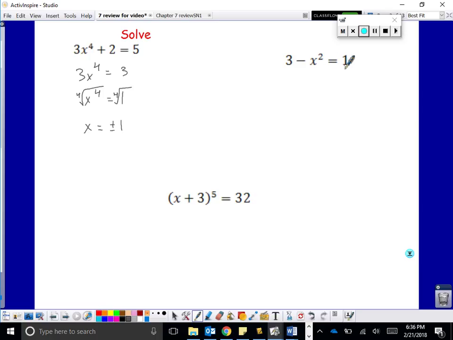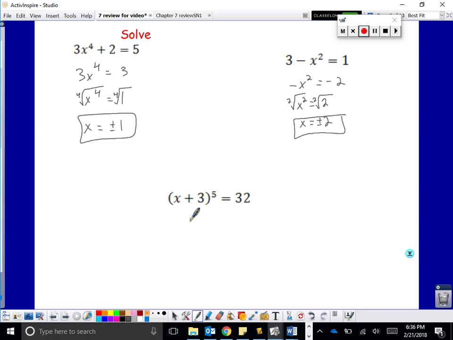Moving over to 3 minus x squared equals 1, we're going to move the 3 over, so I've got negative x squared is going to be equal to negative 2. Let's divide both sides by negative 1, so x squared is equal to 2. This is going to give me x is equal to, again I'm square rooting, since this is an even index, I have to put plus or minus the square root of 2 into my answer. So x equals plus or minus the square root of 2 right there.